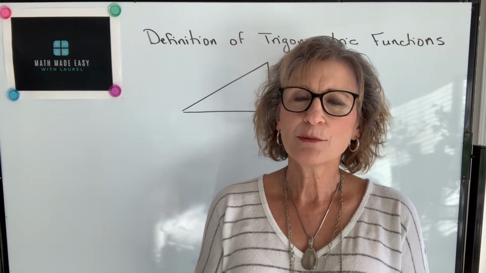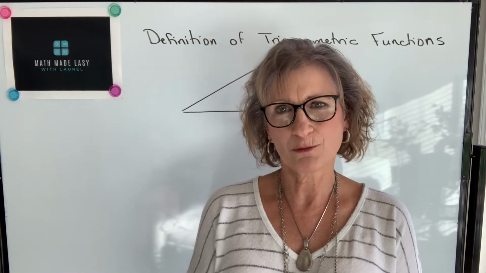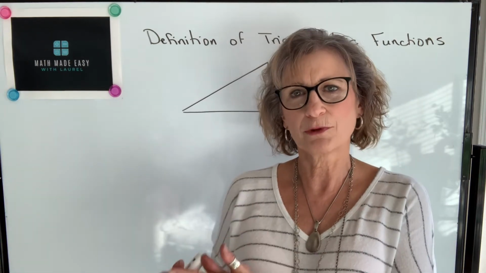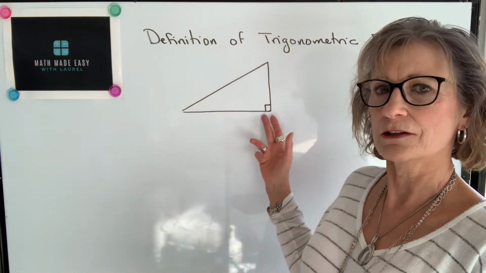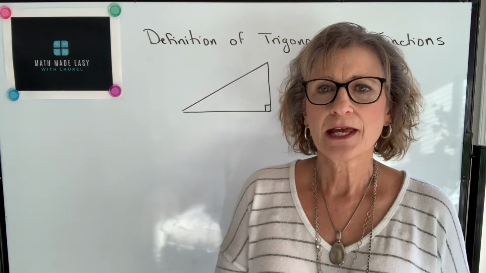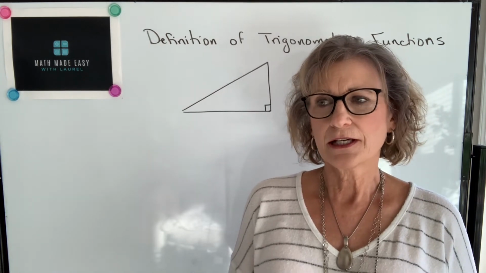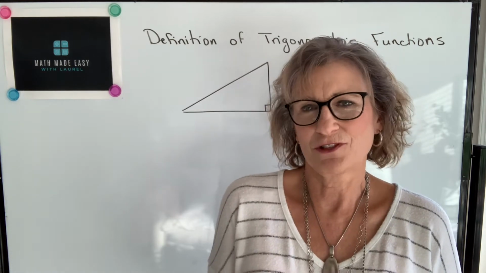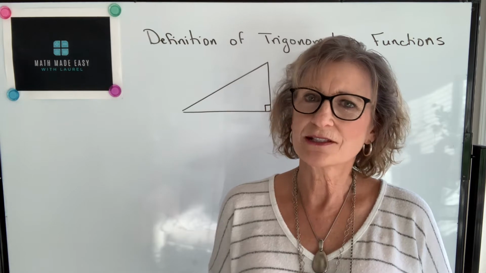So when we talk about trig functions, we're always referring to a right triangle. These definitions only work with a right triangle, which means we have a right angle in our triangle, a 90-degree angle. And the trig functions are defined with funny names, but you just have to get comfortable with those names. But really all they represent is ratios of sides.